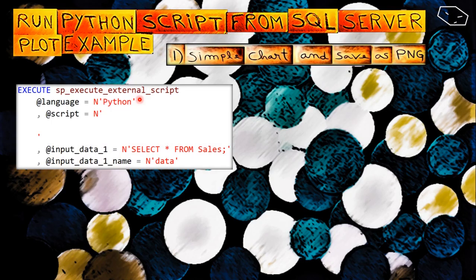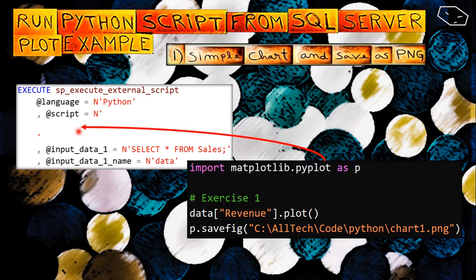Just to review, we have this template where we select everything from sales. This is the input data, and the name of the input data is just data. Okay, and here we insert our Python script. Take notice here that we need to use double quotes, because inside of here, if we use just a single quote, it will break the string and SQL Server will not understand our script.